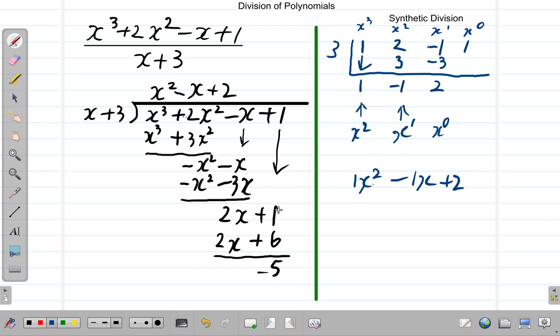This one is the constant, the same constant 1. So when we multiply 3 by 2, we have 6, and the 6 came under the 1, and then we subtracted and say 1 minus 6 gives you negative 5. So 1 minus 6 is negative 5. So the remainder is negative 5.